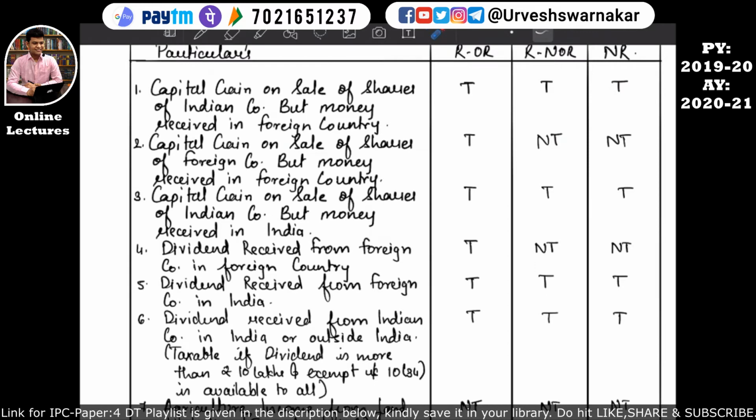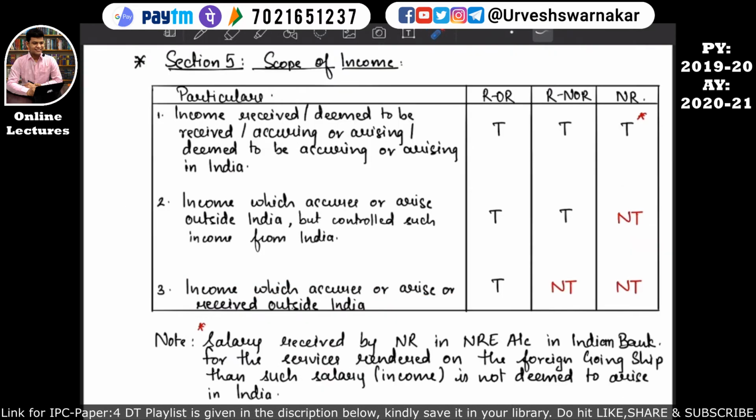Now let's understand point number 5. Point number 5 says dividend received from a foreign company in India. So what does this say? Dividend is received from a foreign company in India. So basically it falls over here, income received in India.